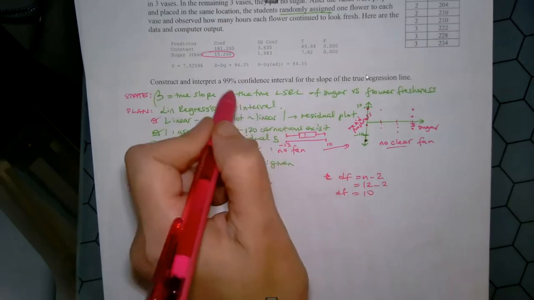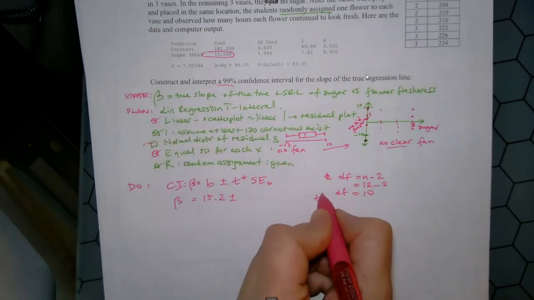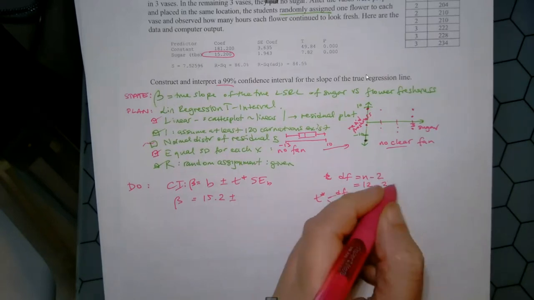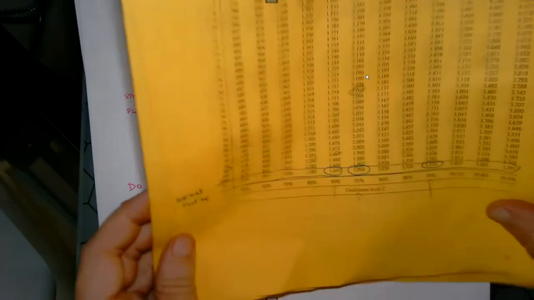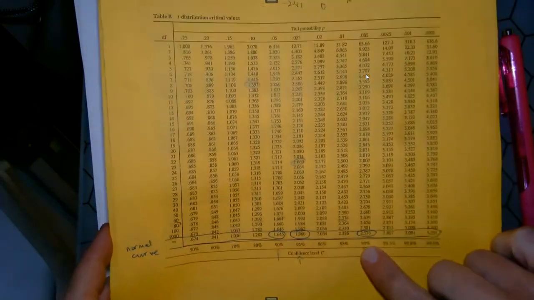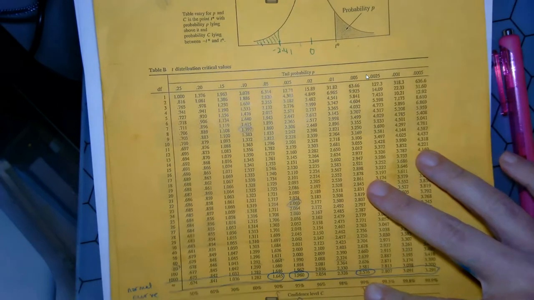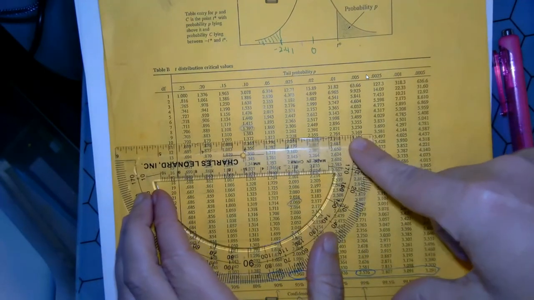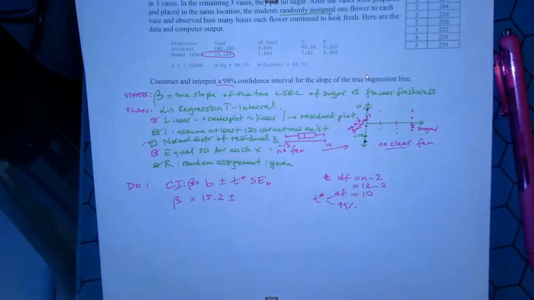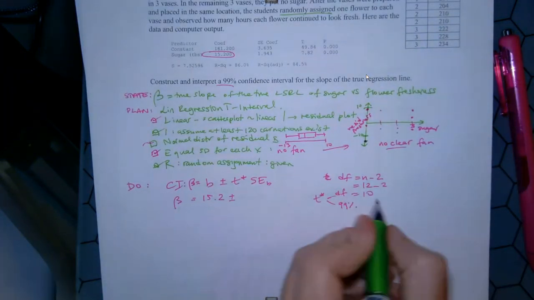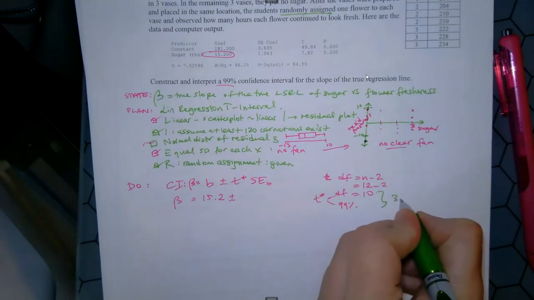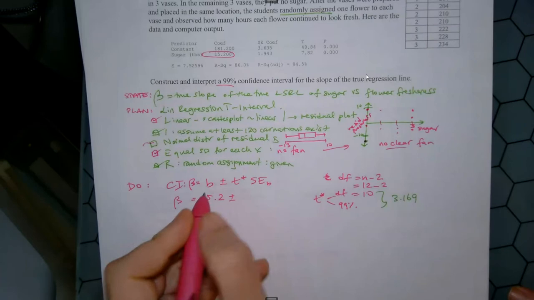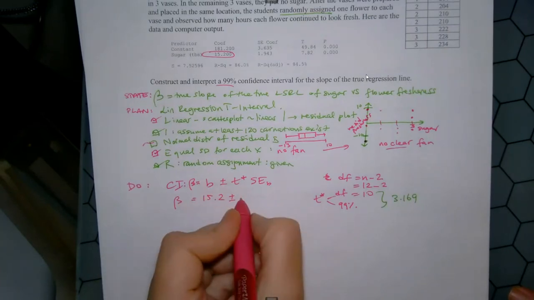And then we are doing a 99% confidence interval. So to get our T star, we're combining that degree of freedom and a 99%. We'll see what it gives us. So 99% confident, degree of freedom 10. 3.169. That's how many standard deviations I need to go out from the middle to capture 99% of all potential data.